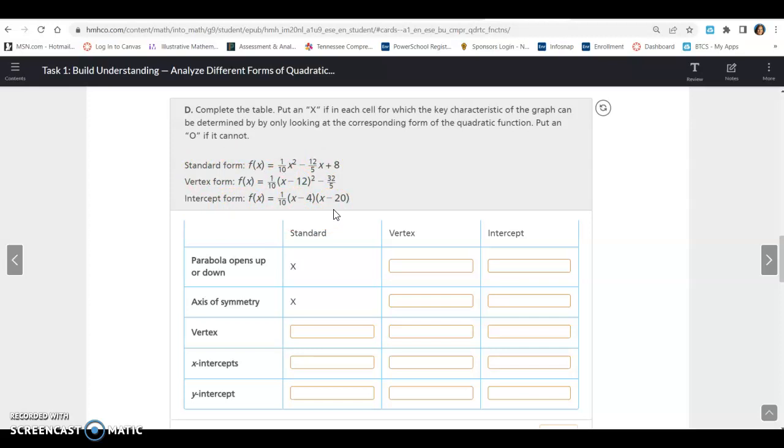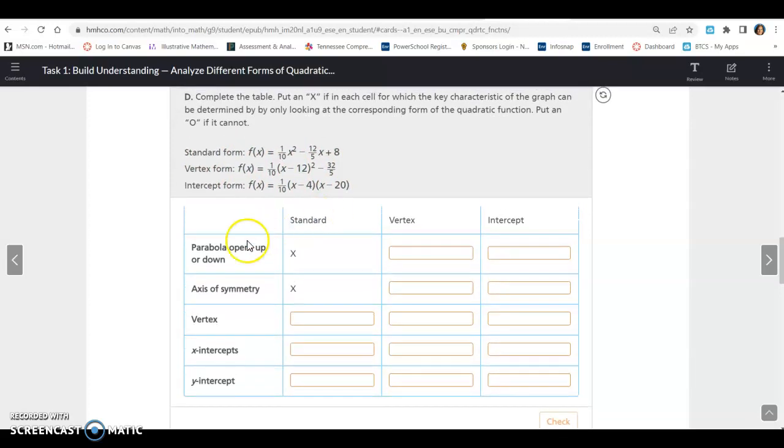These are the same equations from above, but we want to know in standard form, can you tell if the parabola opens up or down? The answer is yes, because the sign of your leading coefficient tells you if it's positive, it goes up. If it's negative, it goes down. All right. What about vertex form? In vertex form, yes, again, you can tell whether it goes up or down. So this would also be an X. And then in intercept form, same thing. You can tell that that is positive and it goes up.